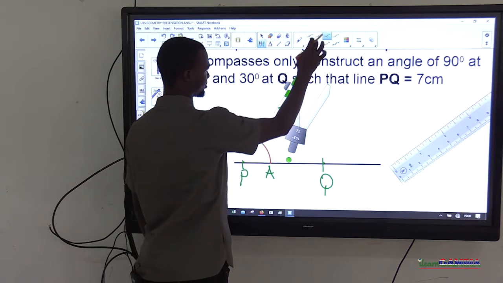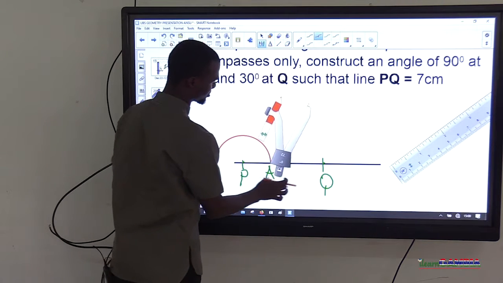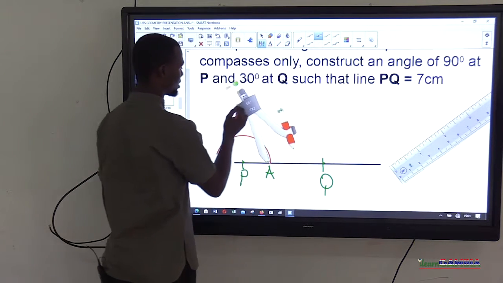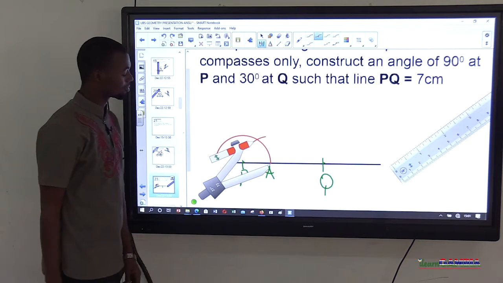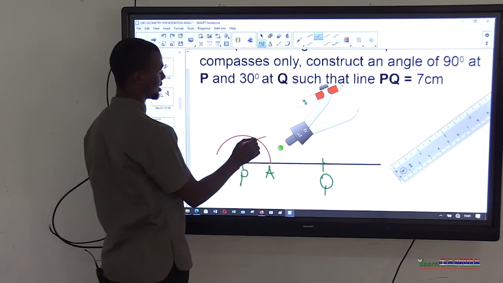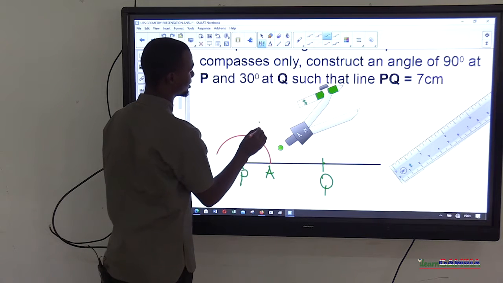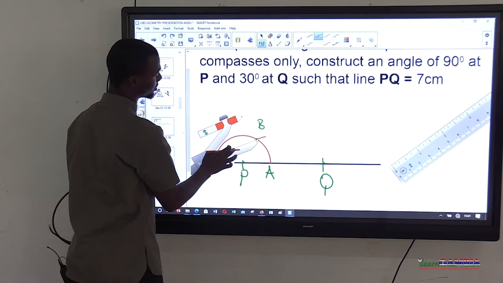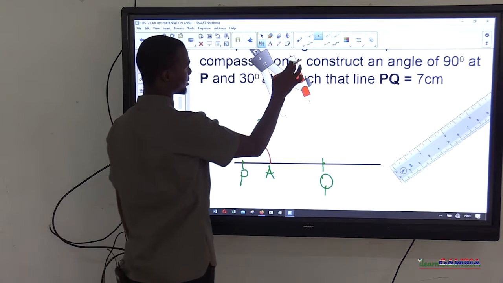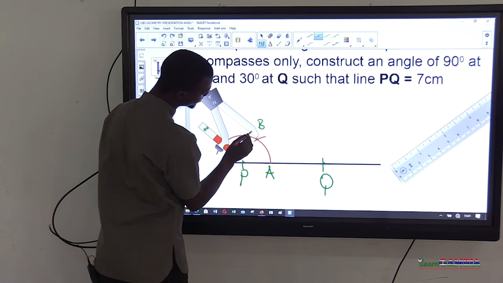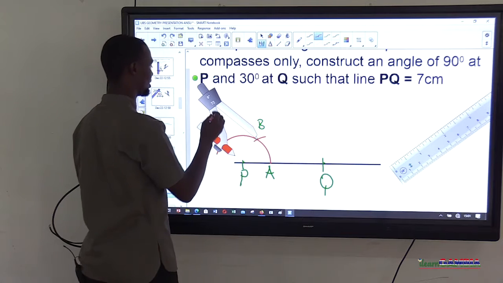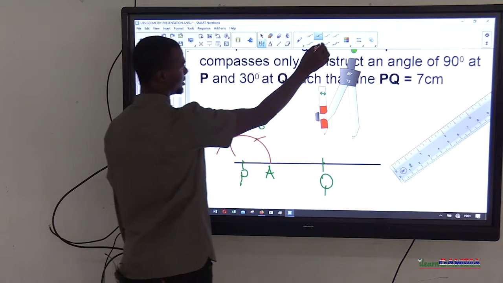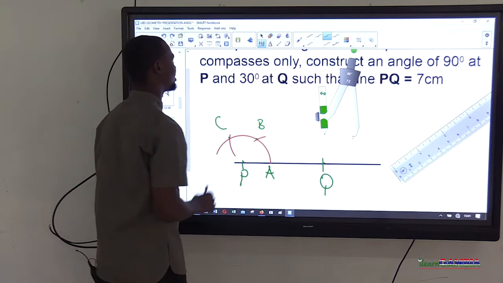Now with A as the center and the same radius, draw another arc to cut the first one at B. And with B as the center, the same radius, draw another arc to cut the first one again at C. So C is the point where the arcs intersect.